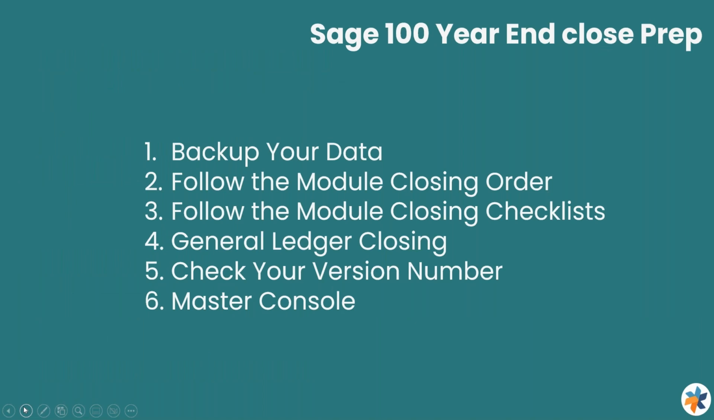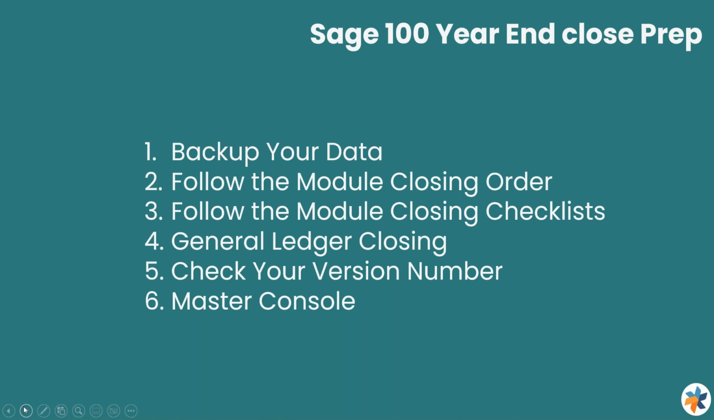Within Sage 100, there's some close prep that you want to do when you're working on your year-end close. You always want to back up your data before you start closing any year-end or period end, so that you have all of your information backed up somewhere outside of your normal Sage location, just in case something happens. You also want to follow the module closing order that Sage suggests, which we will go over later, and they also have a module closing checklist.